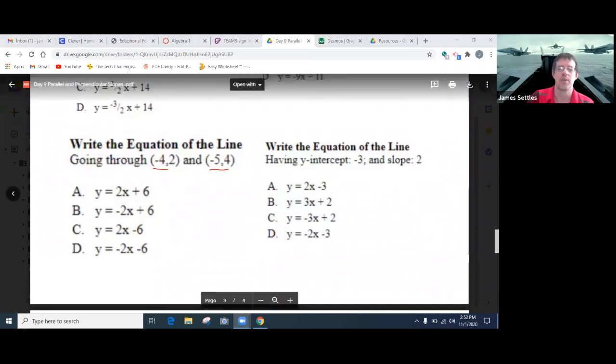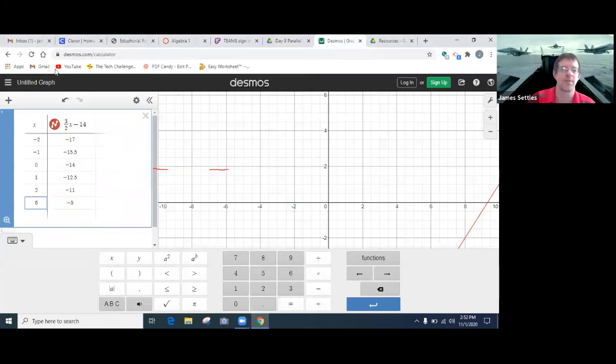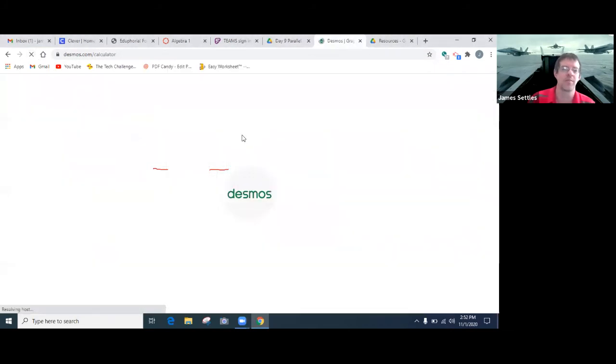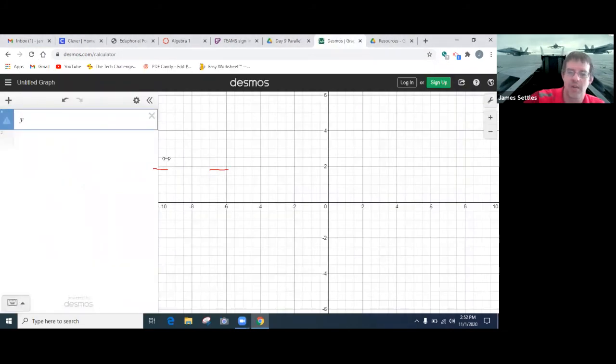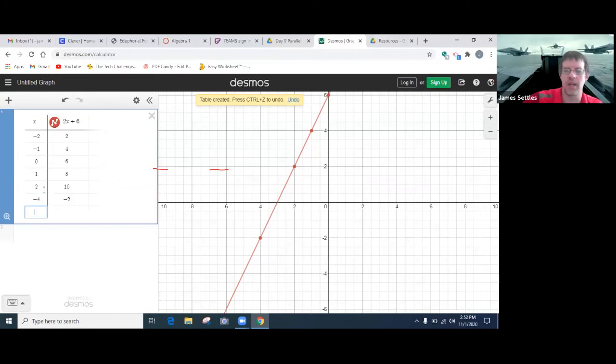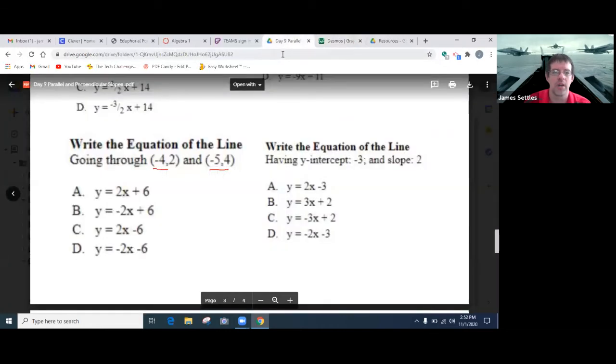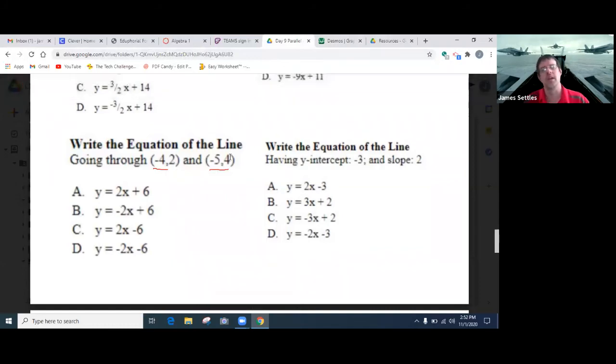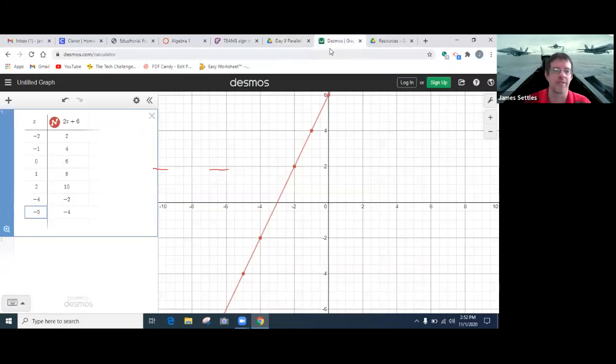So 2x plus 6. So we're going to reset this. See if I can remember 2x plus 6. Y equals 2x plus 6. All right, we need the table. And then we're typing in, I think it was -4 and -5. So -4 was -2, -5 was 4. Oh, that's close right there. This is +2 and +4, and we got -2 and -4.